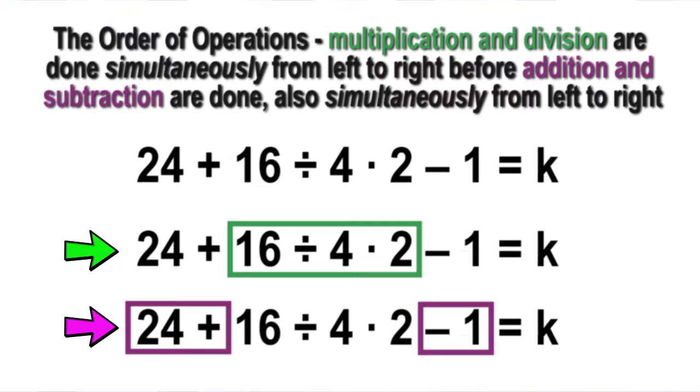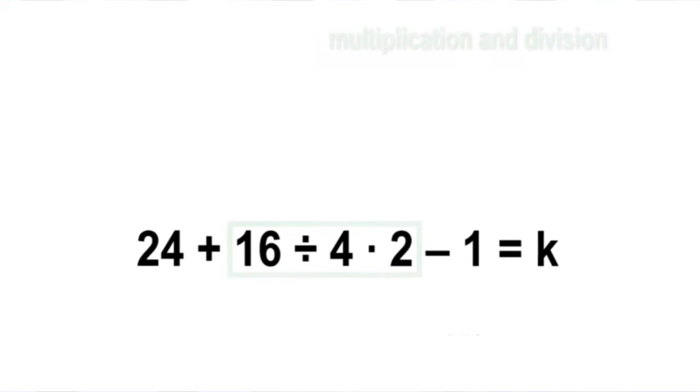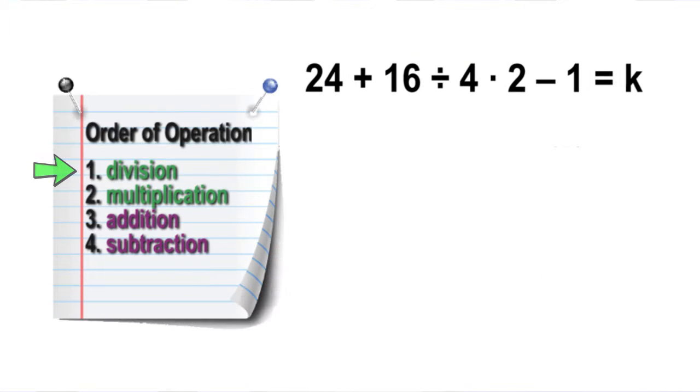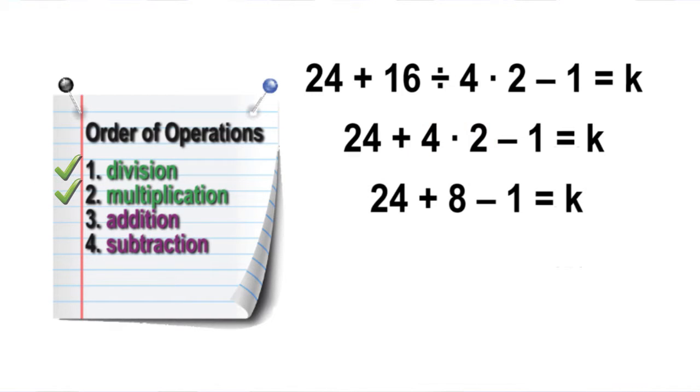To solve this problem, the first operation to be done is multiplication and division. Division comes first when moving from left to right, so divide 16 divided by 4 equals 4. Our equation now reads 24 plus 4 times 2 minus 1 equals k. Multiplication will be the next operation to solve. 4 times 2 equals 8. Our equation now reads 24 plus 8 minus 1 equals k.